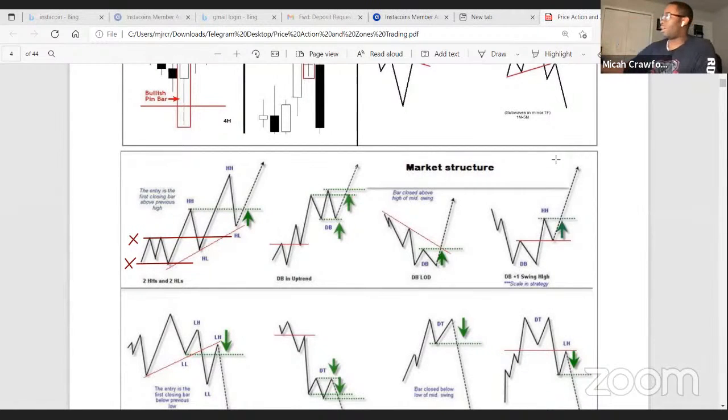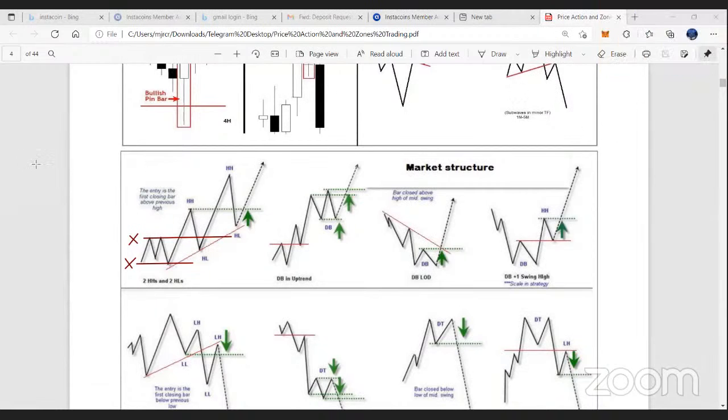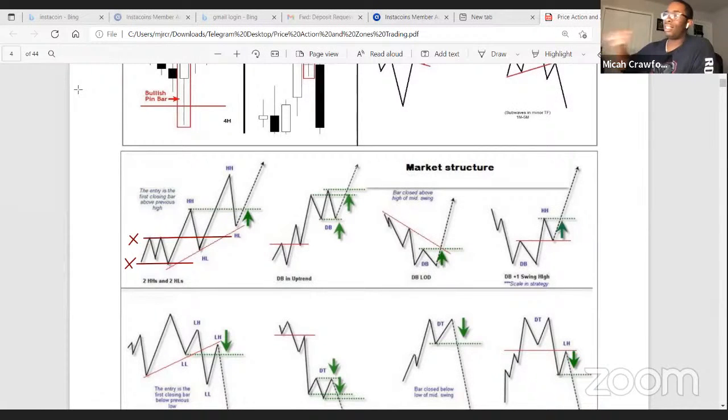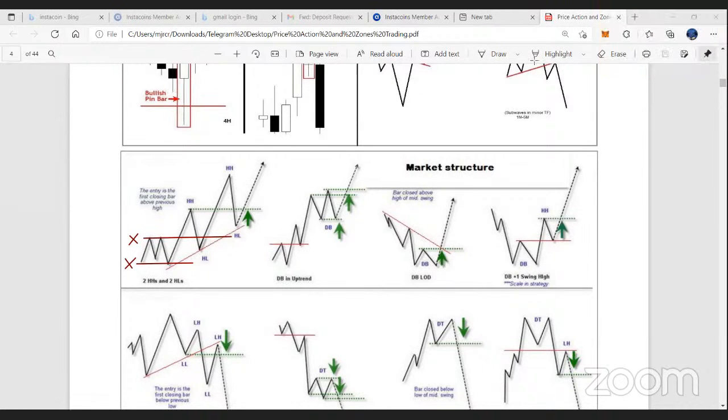Therefore, if we broke out above and it led to a new higher high, that means we should be looking at where to place our trades.